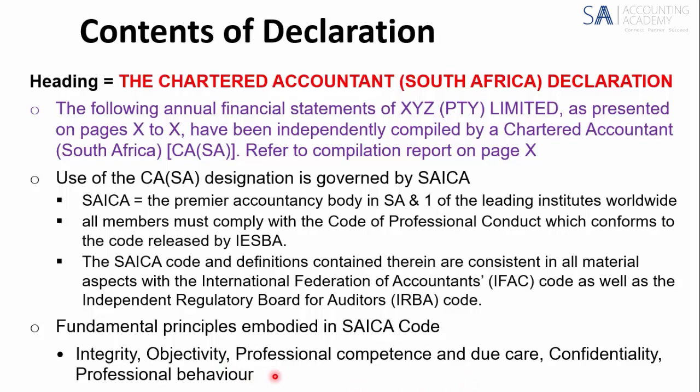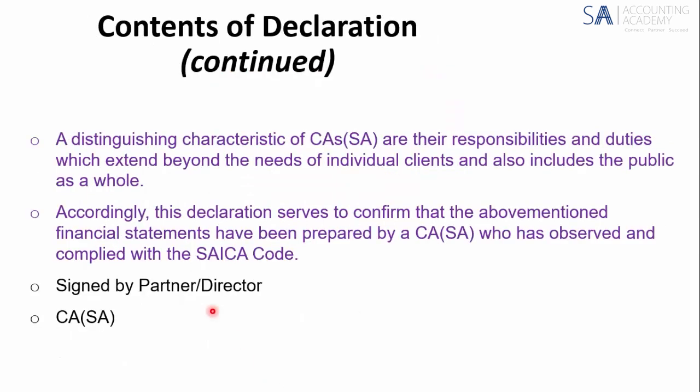This is all still in the declaration. The last 2 paragraphs I find interesting. It says a distinguishing characteristic of CASA are their responsibilities and duties which extend beyond the needs of individual clients, and also includes the public as a whole. Why? Because as accountants worldwide, we are there to protect the public interest, to look after the public interest. So they really want to bring this point home.